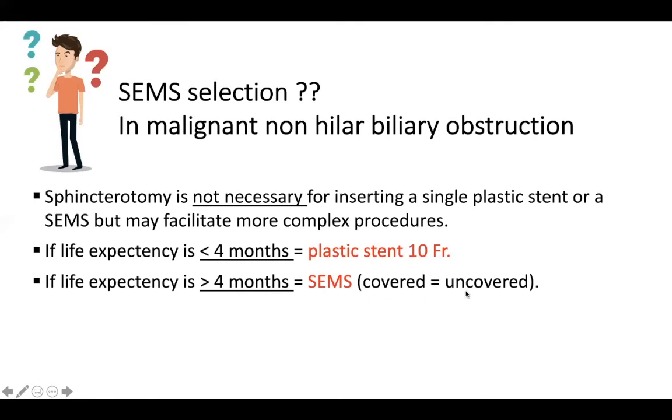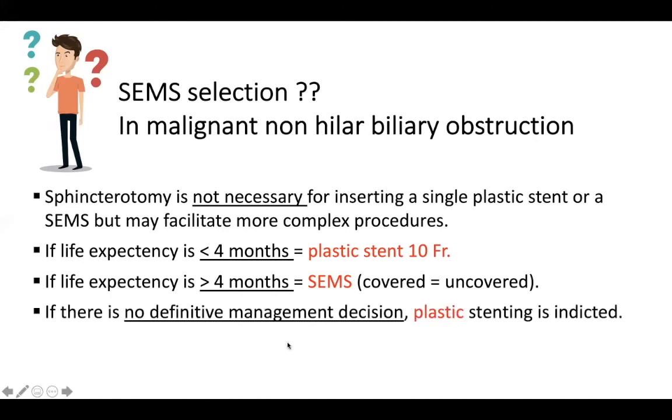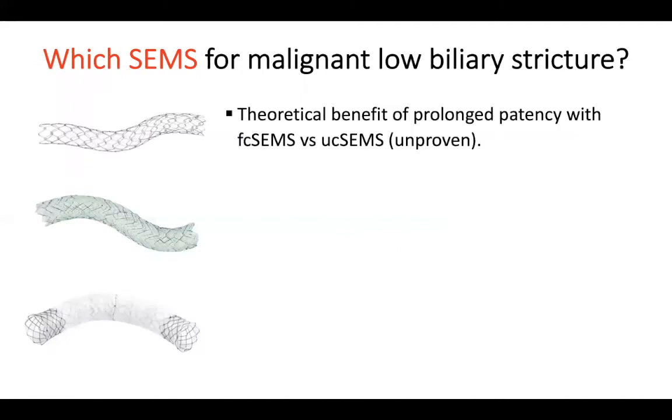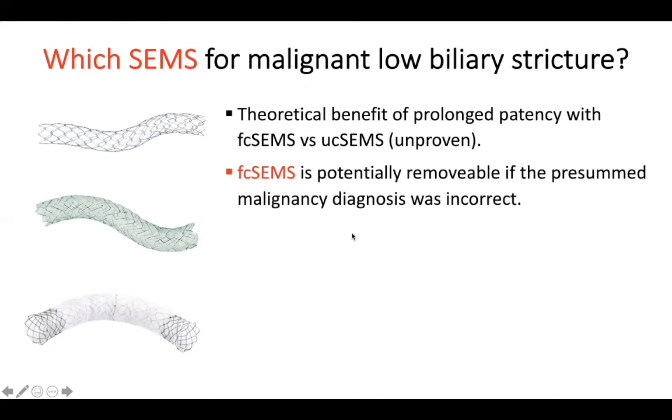Covered or uncovered, it is still unproven which one is superior to the other. If no definitive management decision has been taken before ERCP, then a plastic stent would be indicated. A metallic stent should be considered in patients undergoing other therapies. The theoretical benefit of prolonged patency with fully covered versus uncovered stents is still unproven. Fully covered stents are potentially removable if the presumed malignancy diagnosis was incorrect.